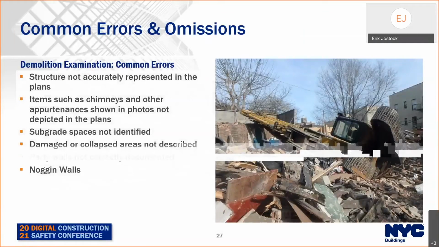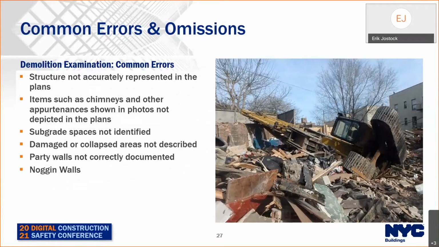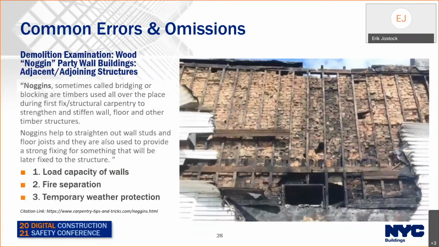Common errors and omissions. The most common error is the structure is not accurately represented in the plans. Items such as chimneys and other appurtenances shown in the photos are not depicted in the plans. Subgrade space is not identified. Damaged or collapsed area is not described. Party walls not correctly documented. Noggin walls, which, next slide.